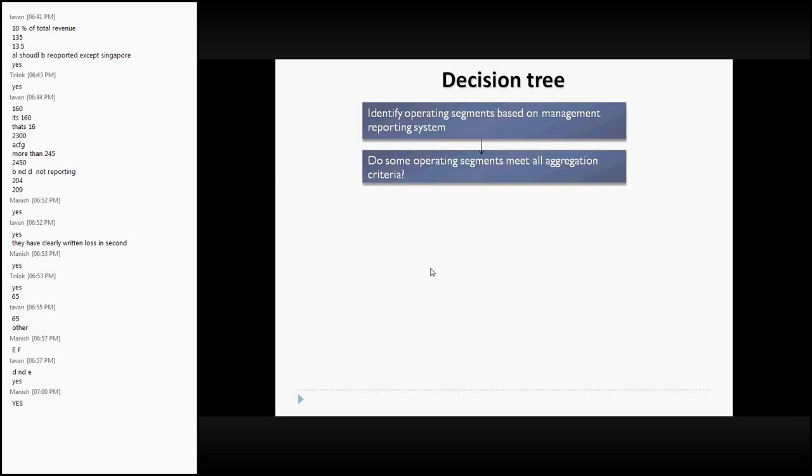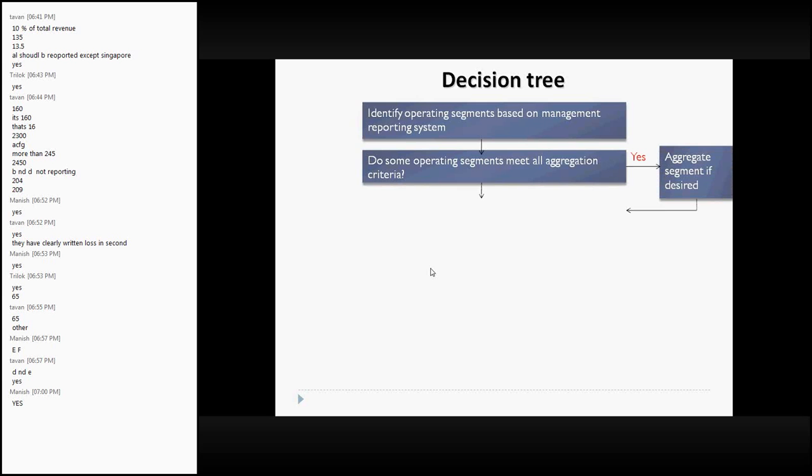We'll see, do some operating segments meet all aggregation criteria, that is, all the 5 characteristics of customer, region, economic region, same class of customers. We'll club them together and consider them as one operating segment. If yes, aggregate the segment if desired. If the management believes that they should be aggregated, then only they'll be aggregated.